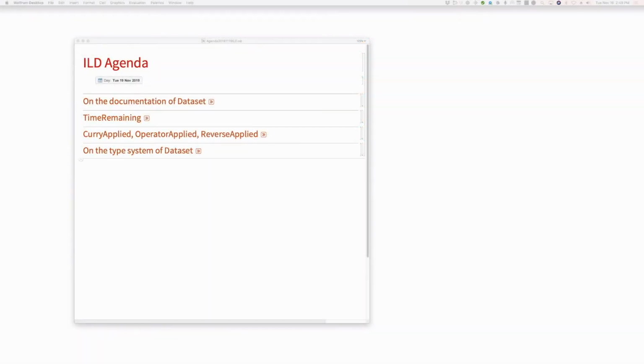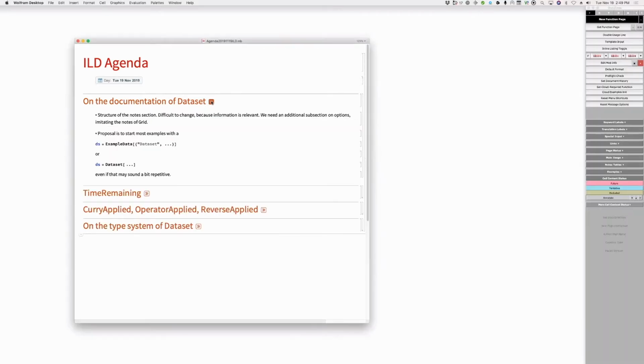Okay, for people who are joining this live stream, we are talking about incremental language development of Wolfram Language, heading for our next release, version 12.1. First topic of the day, documentation for dataset.